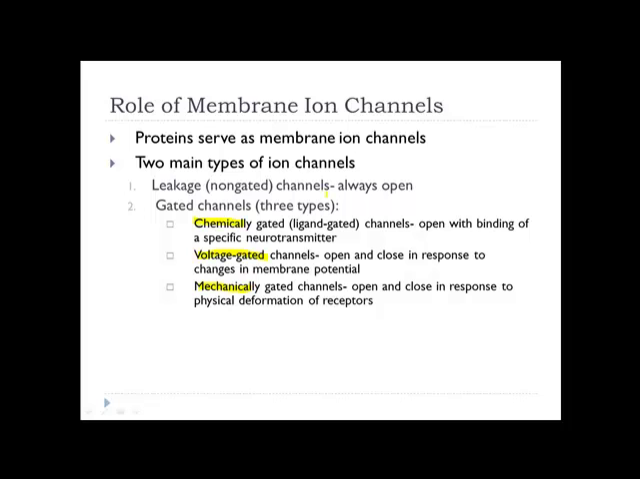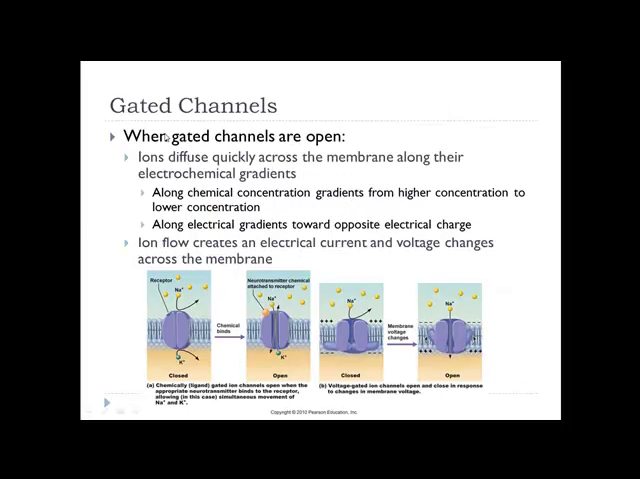Chemical gated channels will open by binding with the neurotransmitter. Voltage will be based on if there's a certain electrical charge that's going on, and mechanical will be based on some sort of physical deformation. Alright, so our gated channels, when they're closed, they're not going to let stuff pass in and out.